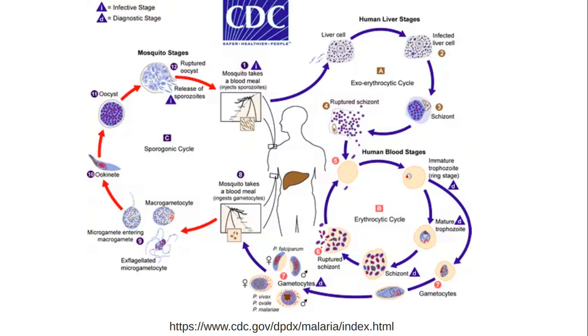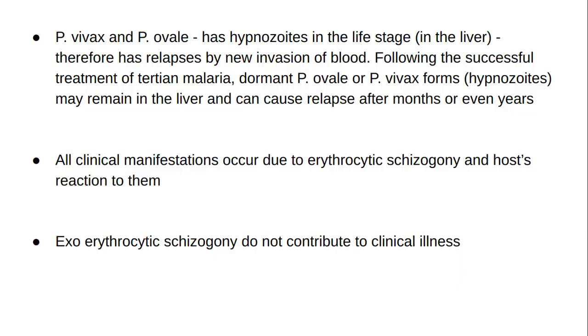Sporogony, mosquito stage. Male and female gametocytes ingested by a mosquito undergo sexual reproduction in the gut of the mosquito, producing motile ookinetes, which invade the wall of the mosquito midgut, forming oocysts. The oocysts subsequently rupture, releasing sporozoites that invade their way to the mosquito's salivary glands and await a new human host. All clinical manifestations occur due to erythrocytic schizogony and the host's reaction to them. Exoerythrocytic schizogony does not contribute to clinical illness.